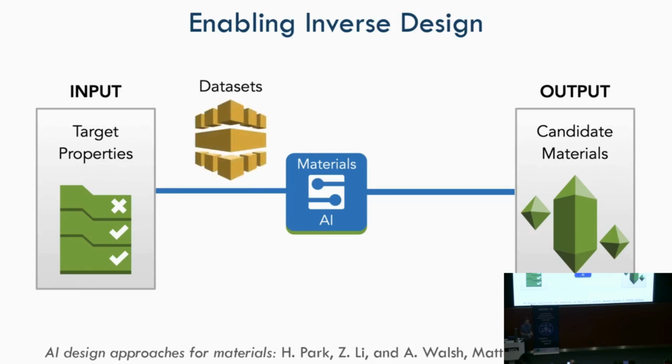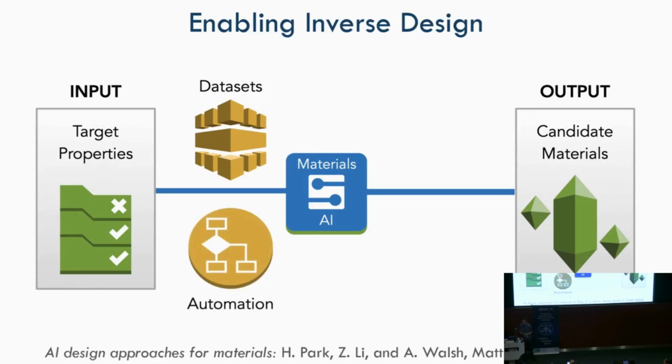I think we need 4 things. So we need data, data that's going to connect between materials and properties. We need automation. And this could be automation in terms of experiments that are going to make and test materials, but also automation in terms of simulations. So we can simulate very large data sets.